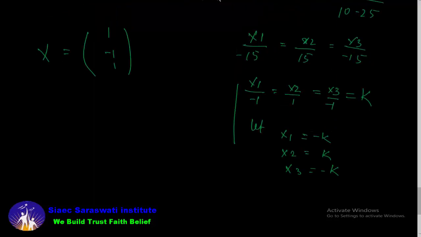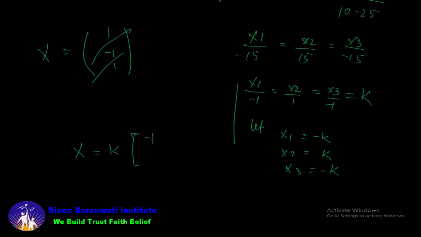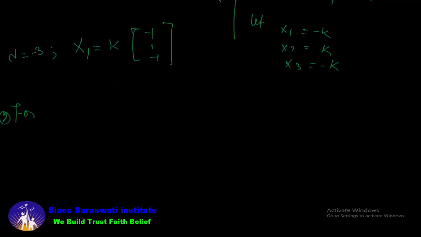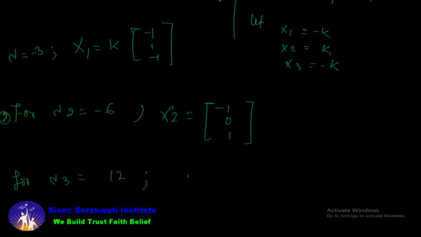Either you can write it this way, or k will be common, so it will be -1, 1 and -1. So this is the eigenvector for the eigenvalue equal to -3, we got the vector x1. Same as case number 2, for lambda equal to -6, x2 will be, I'm solving directly, you may solve it, -1, 0 and 1. Same for lambda 3 equal to 12, the eigenvector x3 will be, I am writing down the answer directly, you might solve it, 1, 2 and 1.